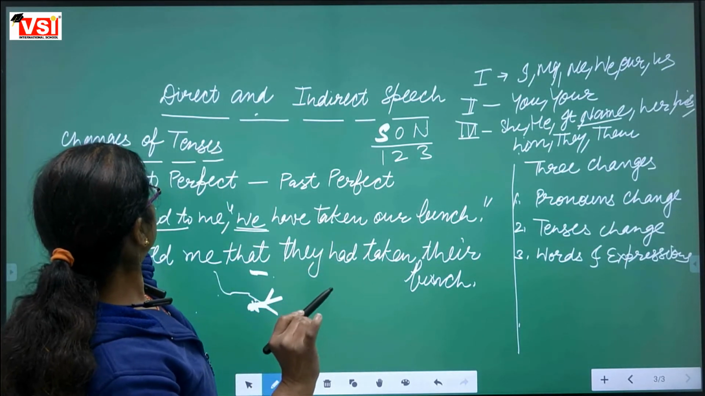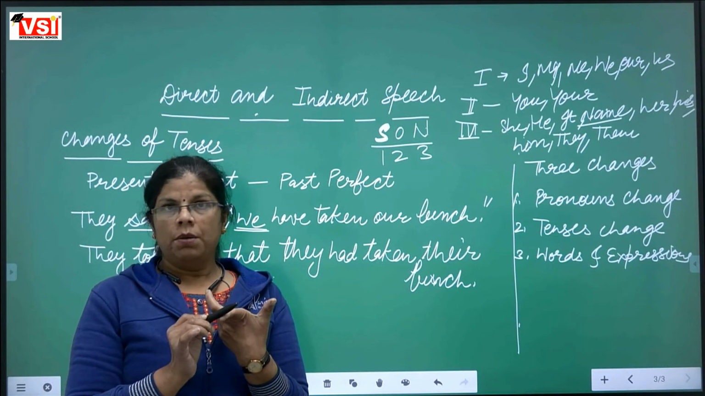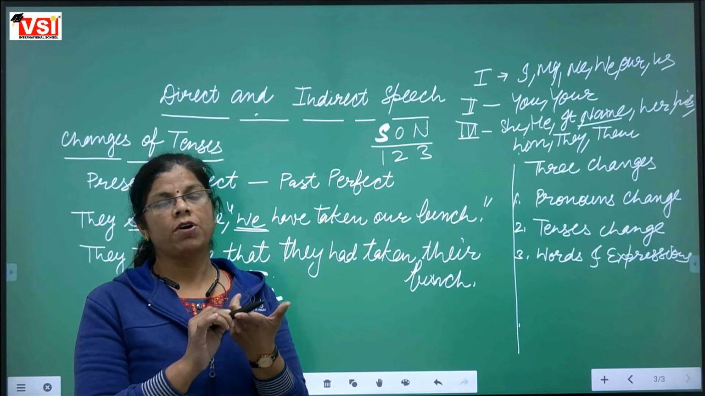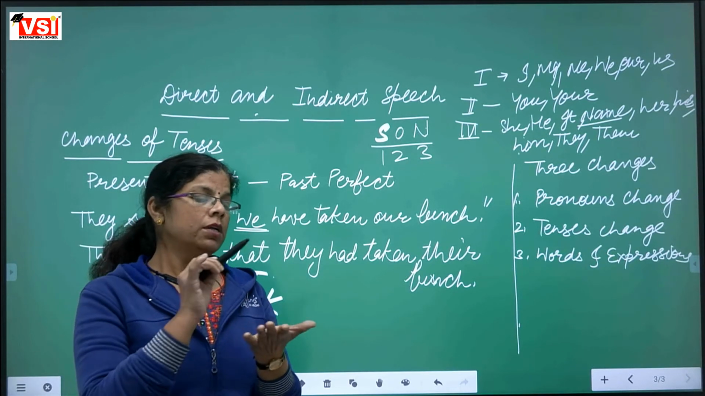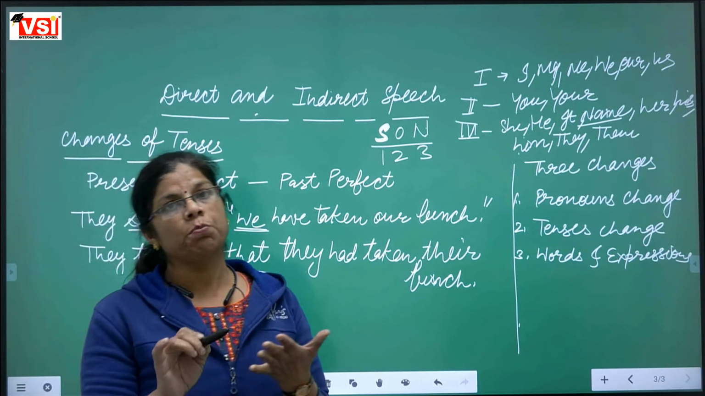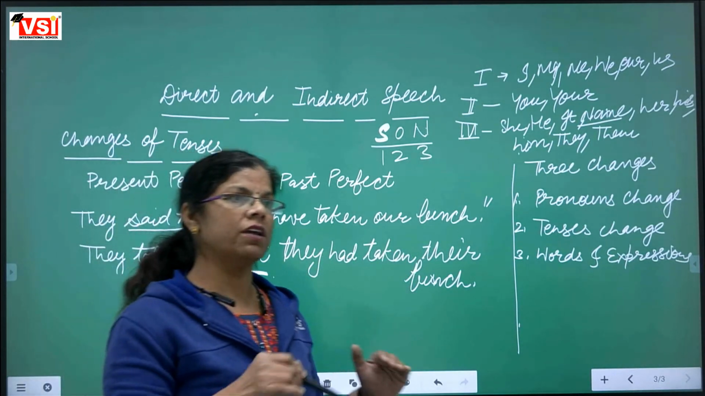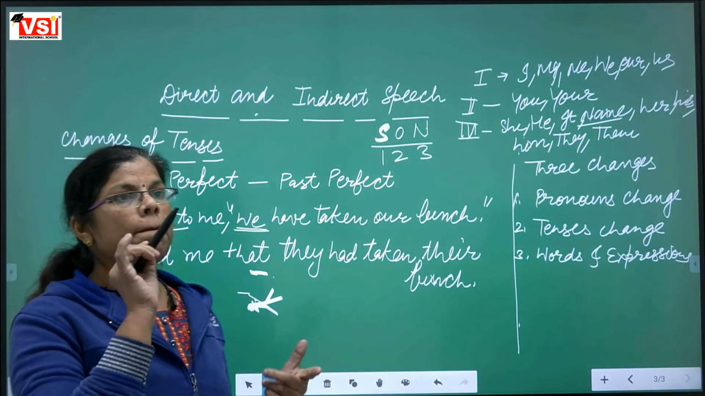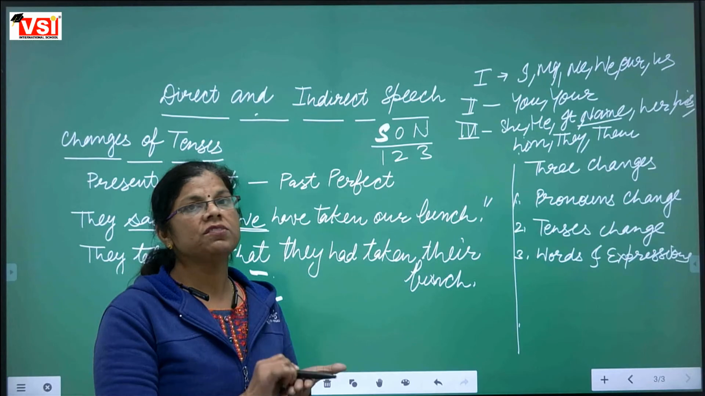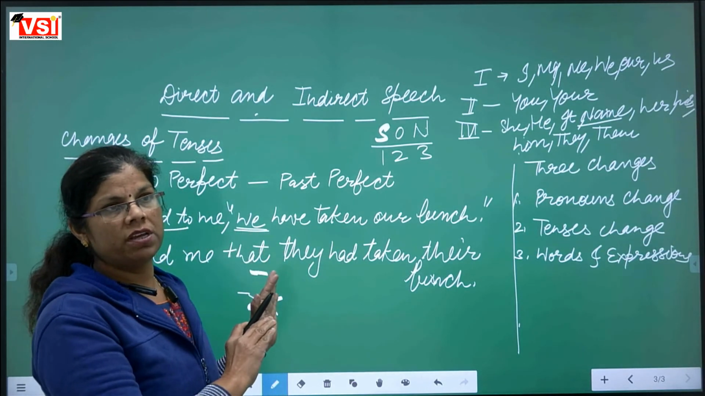Then we talked about the changes of tenses. Simple present is changed into simple past, that we have discussed already. Means first form of verb is changed into second form of verb. Then present continuous is changed into past continuous. Means is am are action ing is changed into was were action ing. Then we discussed present perfect is changed into past perfect. Means has have plus third form is changed into had plus third form. This much we have discussed in today's class.